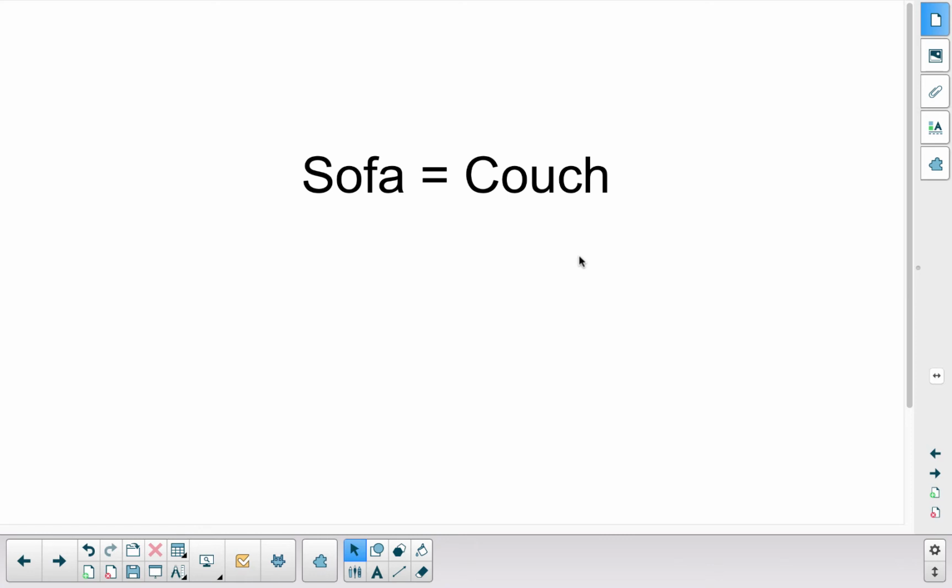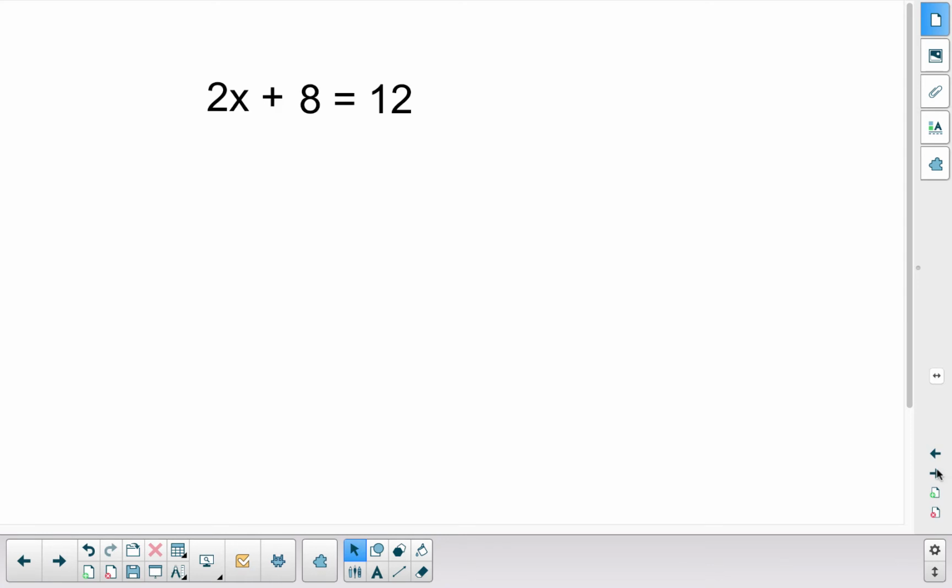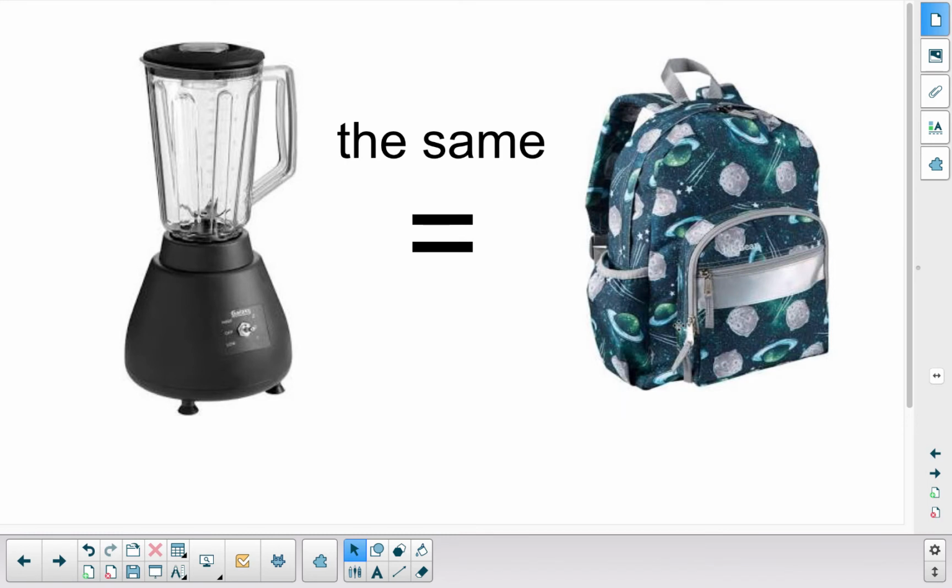Things are the same. When I say that 6 equals 3 plus 3, one side's the same as the other. 6 is the same as 3 plus 3. We usually just call it 6 because saying 3 plus 3 is a lot of syllables and that gets annoying. But they're the same thing. If I look at this right here, 2x plus 8 equals 12. The 2x part seems like a foreign thing if you're new to the whole variable scene. And if I look at this part right here and just pull this out, 8 equals 12, that doesn't make any sense. 8 is the same as 12? I mean, is a blender the same as a backpack?